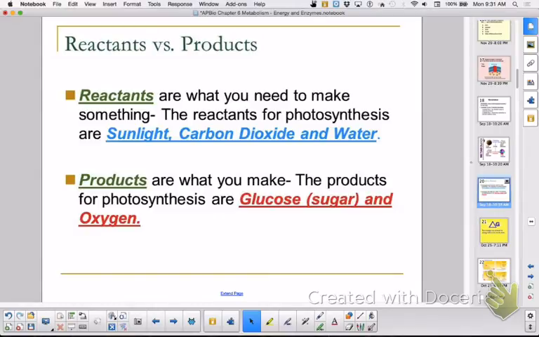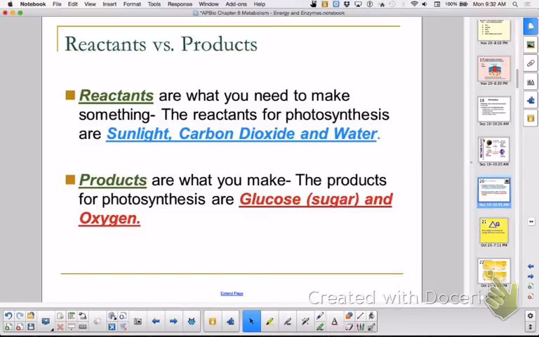Reactants is basically like fighting for the energy. I want to get additional products. Products are what you make from the reactants? Yeah. Like glucose and oxygen. Okay, now, my bright and wonderful students, this was reactants and products for photosynthesis.